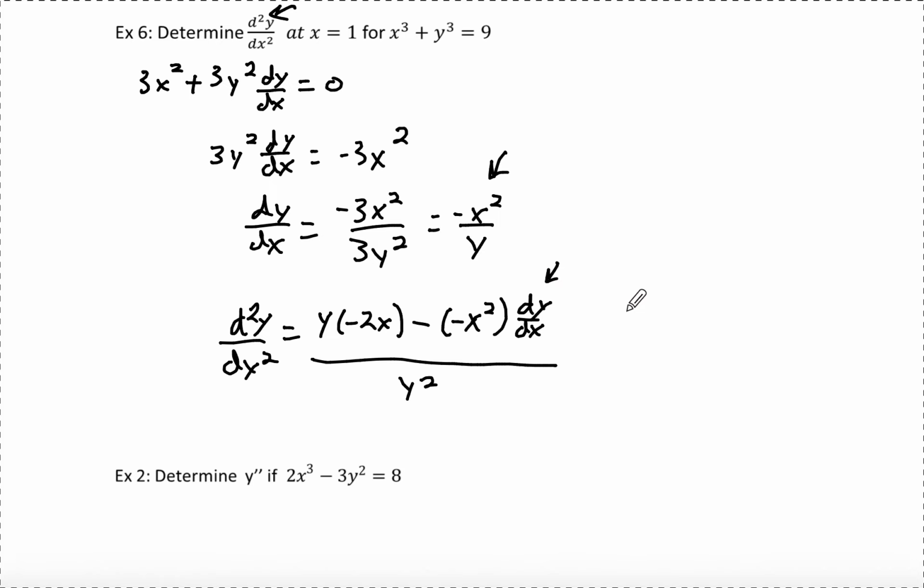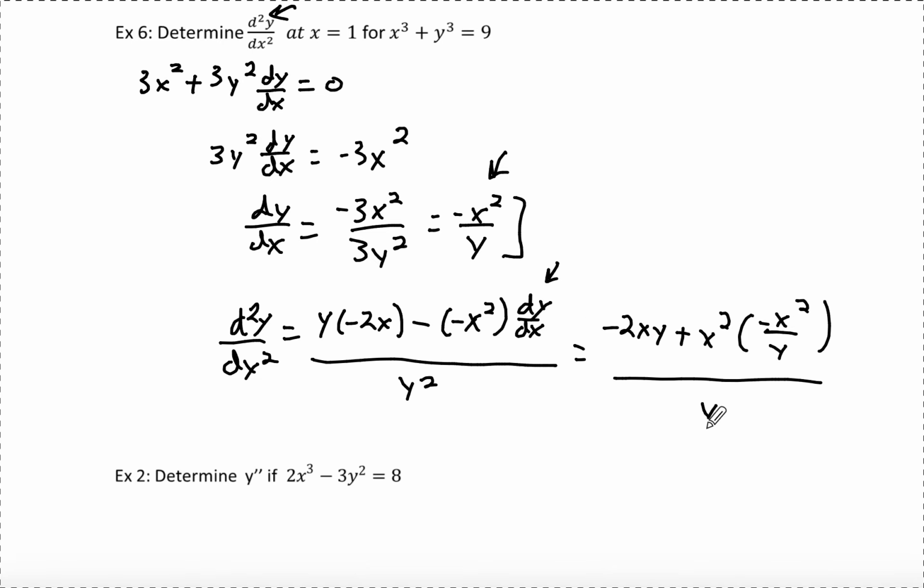So what I need to go back and do now is, do I know what dy/dx is? I do. It is this. So I go back and I substitute, and I want to clean up this front part too. Negative 2xy plus x squared times dy/dx, which is negative x squared over y. Notice I just substituted what I knew dy/dx was in for the dy/dx, all over y squared. And here then is my second derivative.